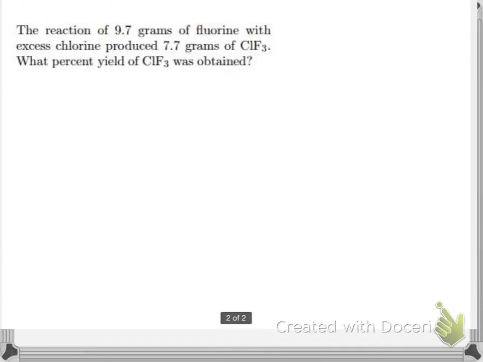All right, let's take a look at number 5. It says that we have a reaction between 9.7 grams of fluorine with excess chlorine producing 7.7 grams of chlorine trifluoride. What percent yield of ClF3 was obtained? So this 7.7 is my actual yield. And if I put that over my theoretical, which is what the stoichiometry gives me, times 100, I'm going to get my percent.